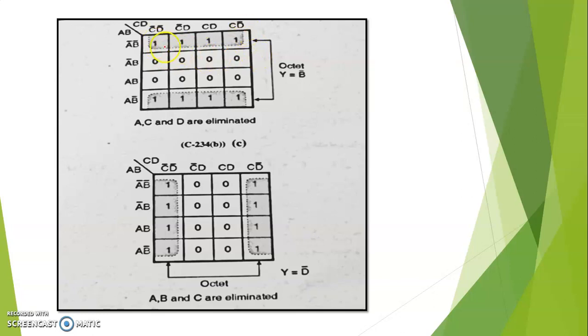You can do grouping like this also. This is 4 ones, this is 4 ones. This is horizontal, this is vertically, the corner ones. Okay, this is top to bottom and this is from right to left. Here the A, C, D are eliminated and octet B is represented. If you turn the right and left one octet, A, B, C are eliminated and your output will be D bar. Okay, so this is another method of grouping the 8 adjacents.